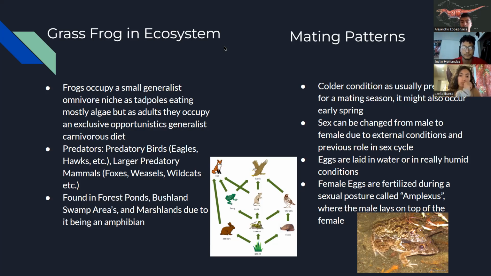As for how the eggs are fertilized, the female and male get in a position called amplexus. An amplexus is where the male sits on top of the female, which is usually smaller, and the female is below carrying the male. And as the female is laying these eggs, the male is shooting out sperm to the entrance where these eggs are coming out, fertilizing them as they're being laid.